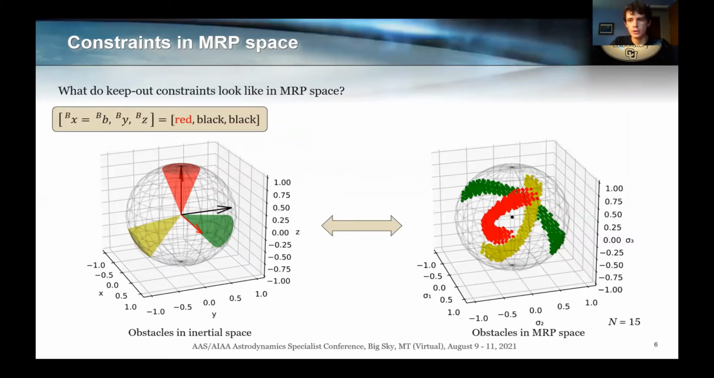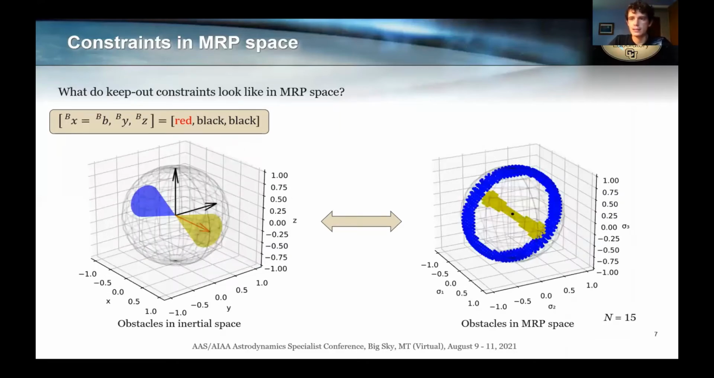They almost always are mapped into tubular structures that extend from one side of the unit sphere to the other side of the unit sphere. And their thickness depends on the half-cone angle of the obstacle cones. In these cases, all the obstacle cones have a half-cone angle of 20 degrees.